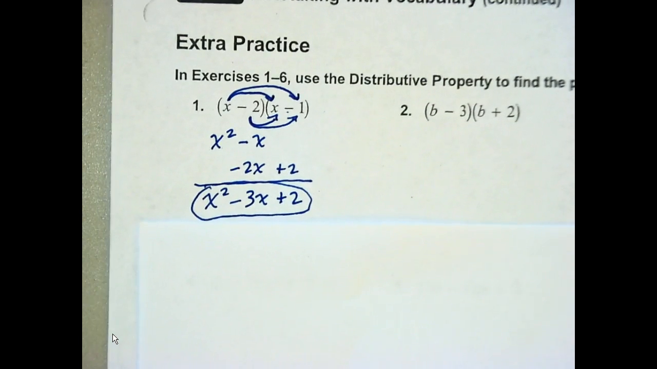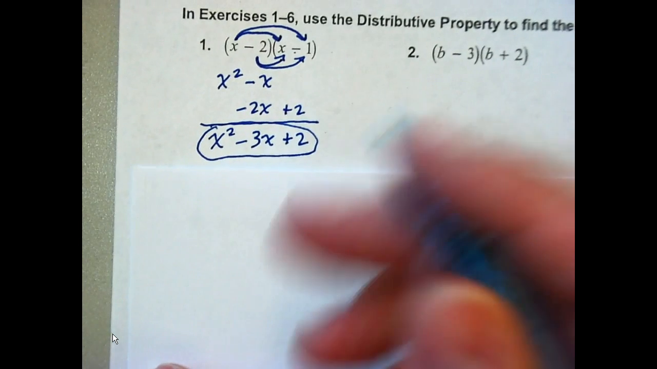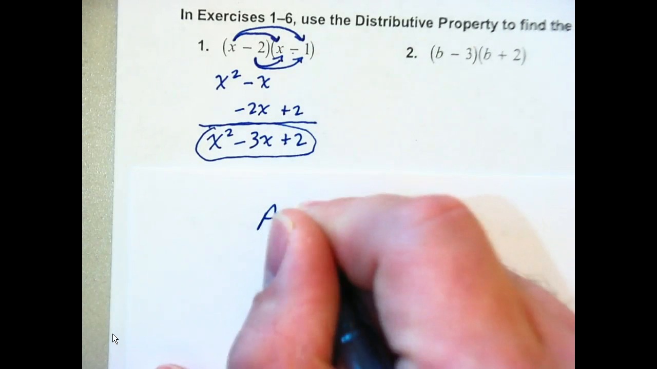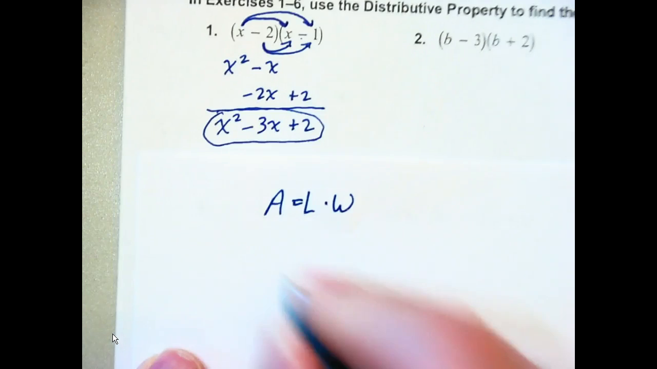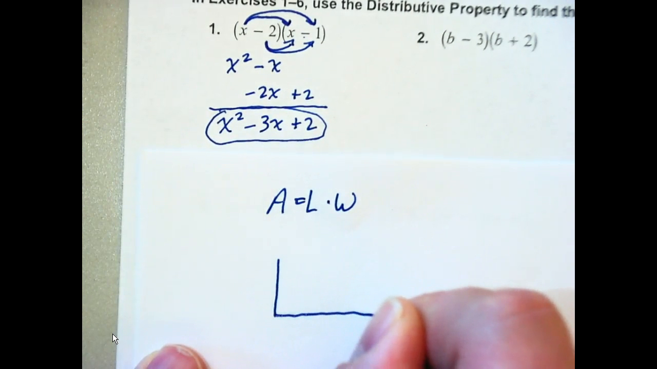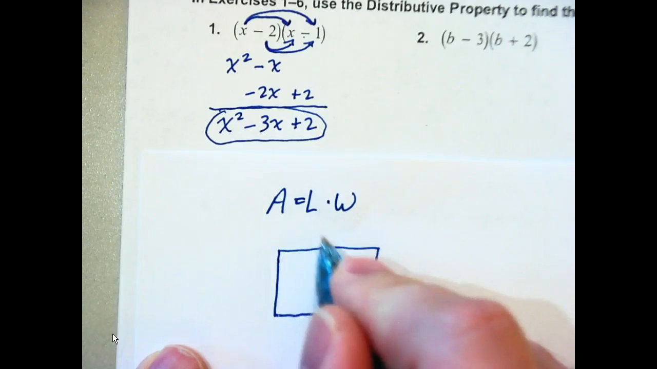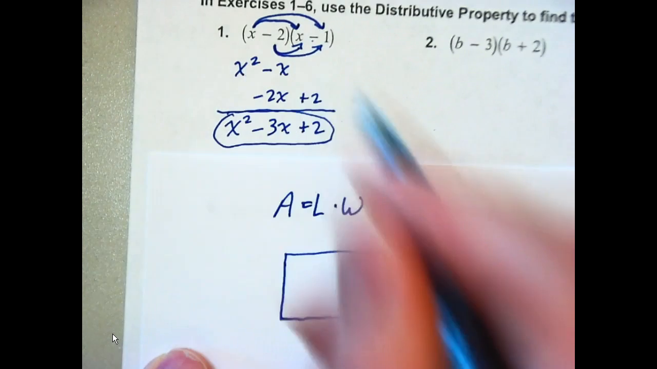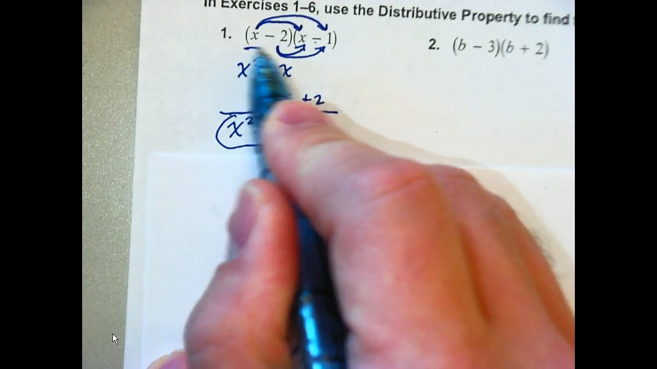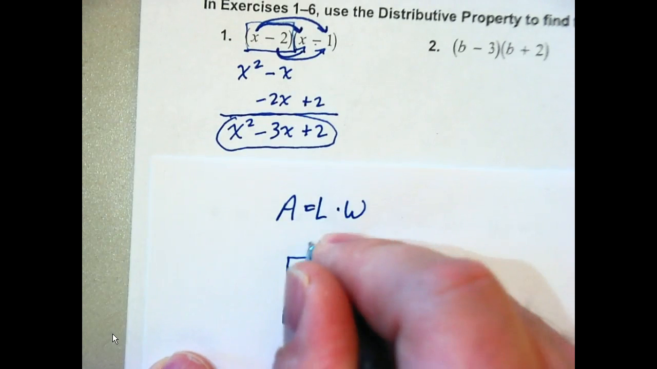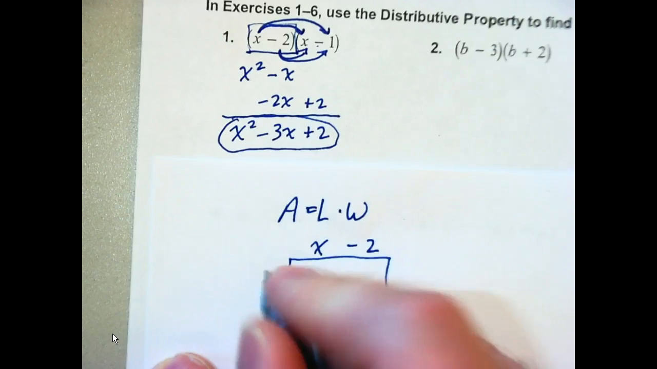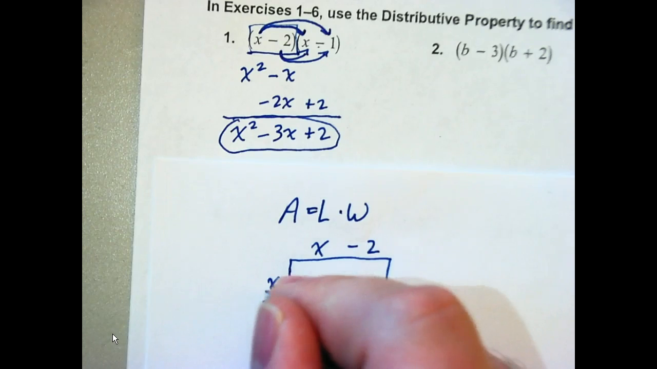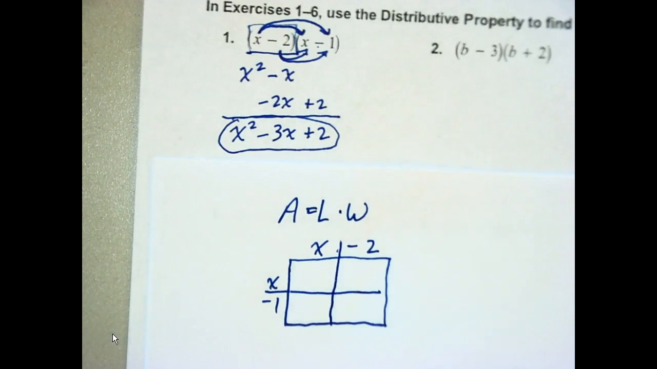The other process you could use is what's called the area method or a box method. If you think of a rectangle, area equals length times width. So if I were to draw a rectangle and think of this as my length and this as my width, or vice versa, and I wanted to find the area, well, if I assign a length to this, I'm going to multiply x minus 2 by x minus 1. And I would go through and break it apart.